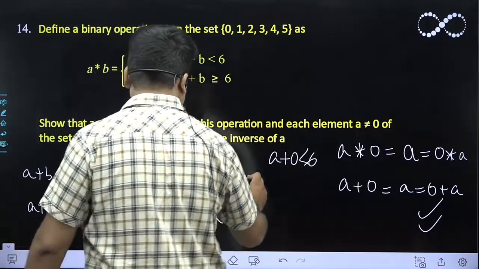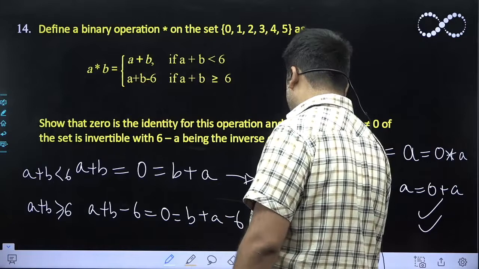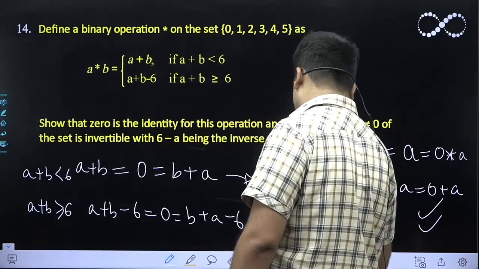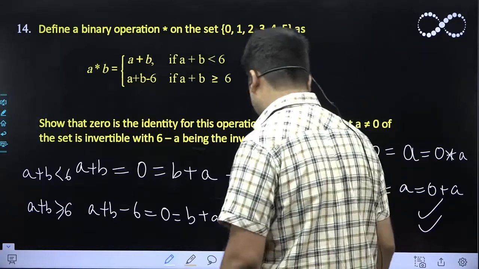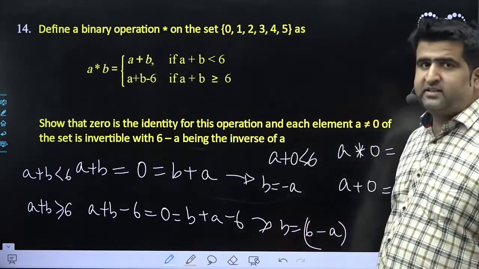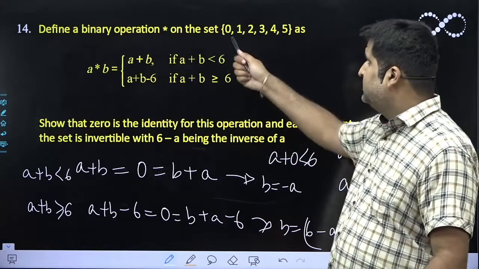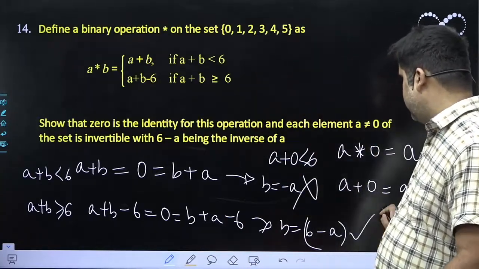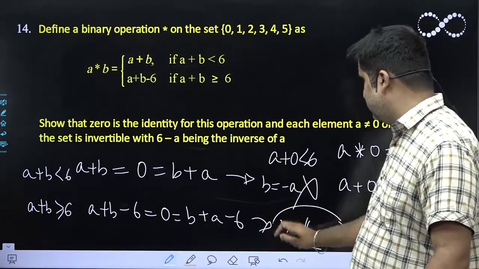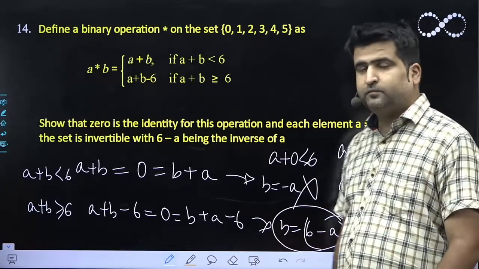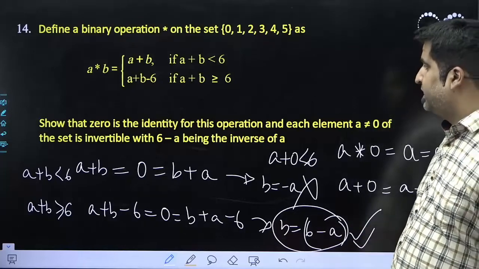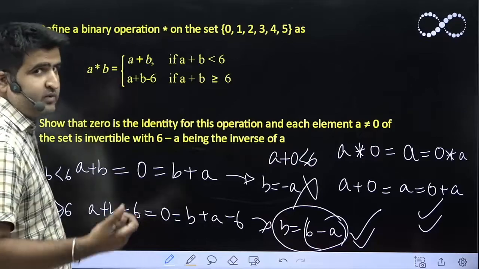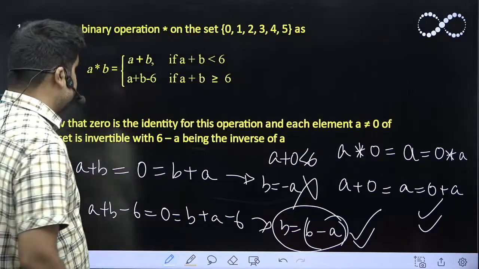So what do we get from the first equation? B is equal to minus A. What do we get from the second equation? B is equal to 6 minus A. So is B equal to minus A possible? No, this is not possible since the set is only from 0 to 5. No negative numbers are allowed. So the inverse will be B equal to 6 minus A. Right? So that's how we solve the questions of binary operations which include identities as well as the inverse.